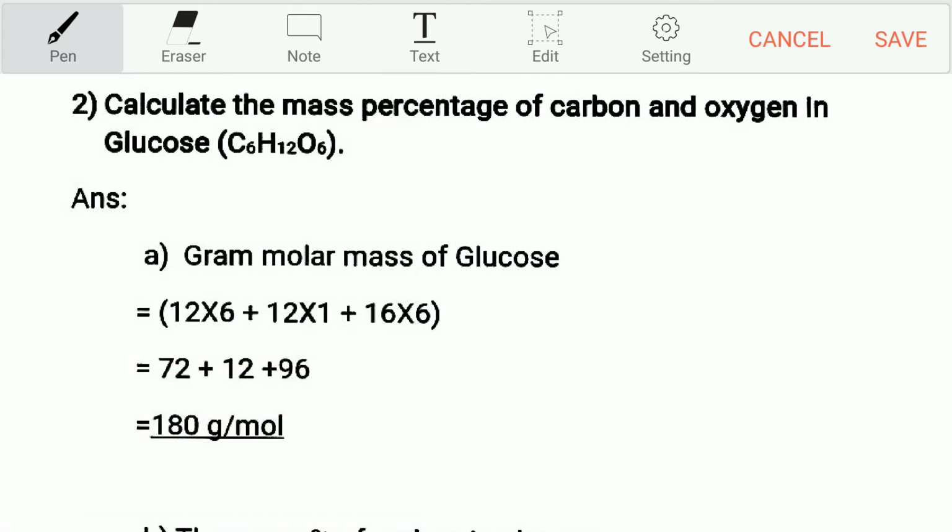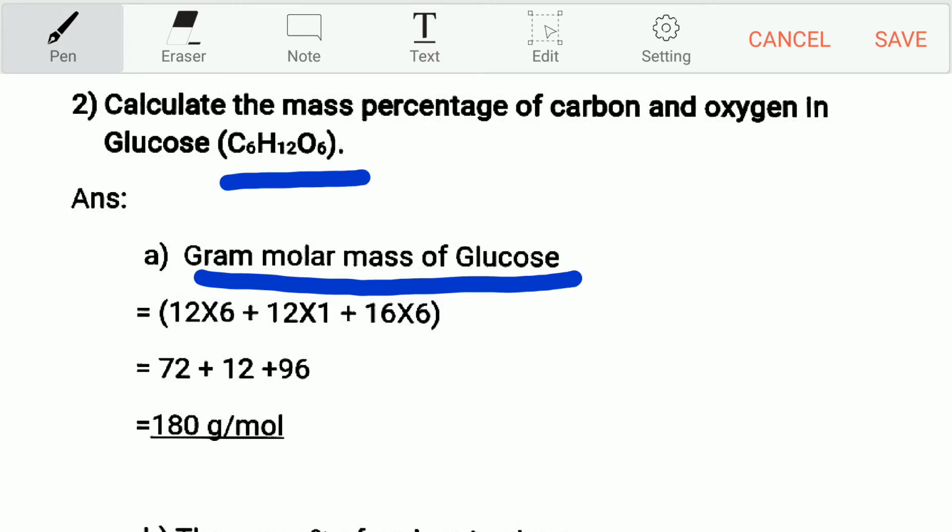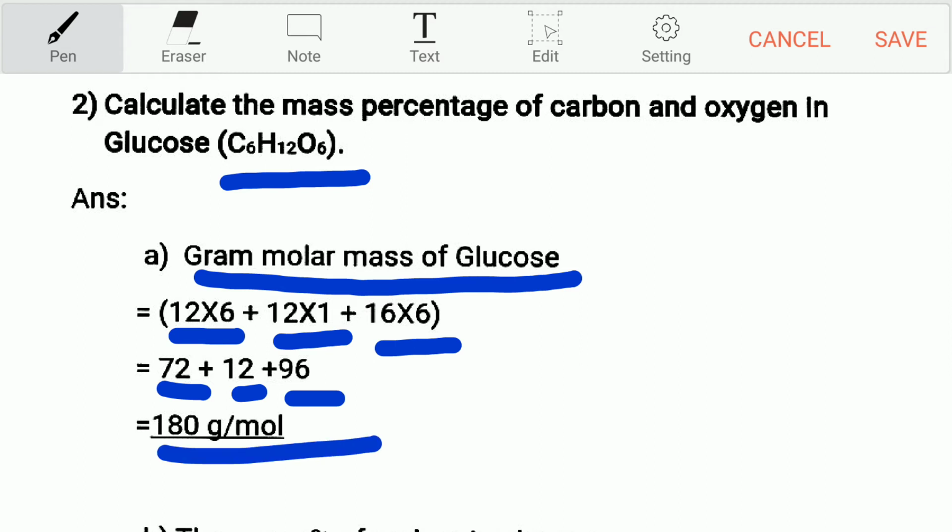First we will calculate gram molar mass of glucose. Now gram molar mass of glucose, what's the formula of glucose? C6H12O6. So atomic mass of carbon is 12 and there are total 6 atoms of carbon. So total mass due to carbon is 12 into 6, that's 72. Total mass due to hydrogen is 12 into 1, that's equal to 12 gram. And total mass due to oxygen atoms is 16 into 6. 16 is the atomic weight of oxygen and there are 6 atoms of oxygen, so 96. So if you add these numbers, 72 plus 12 plus 96, you will get gram molar mass of glucose. That's 180 gram per mole.